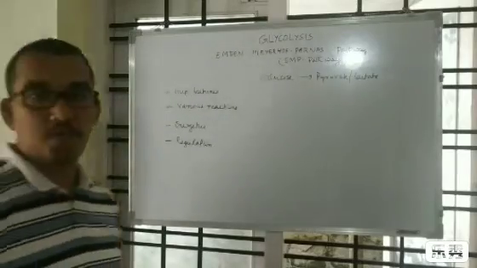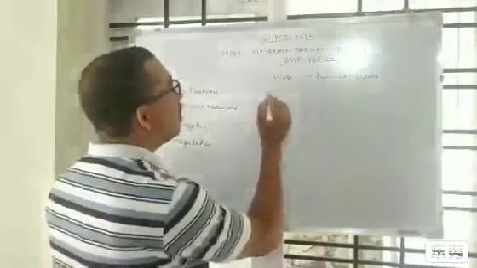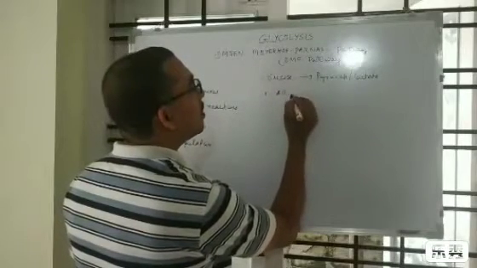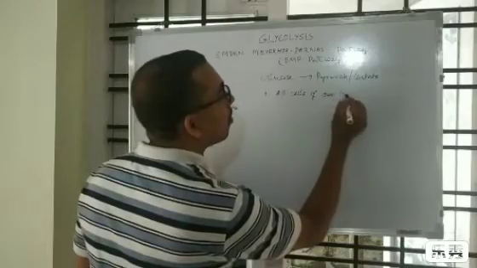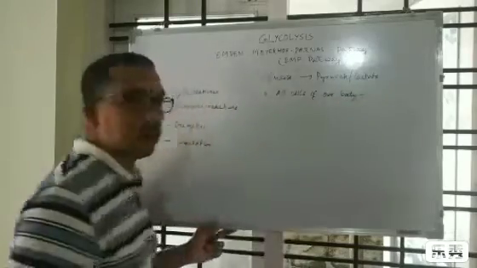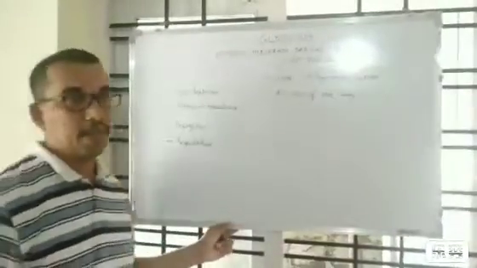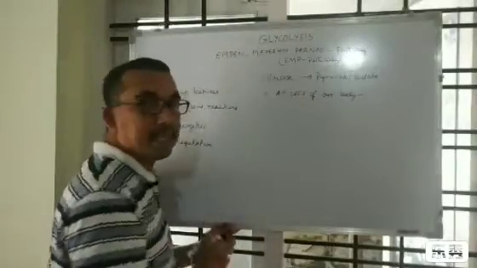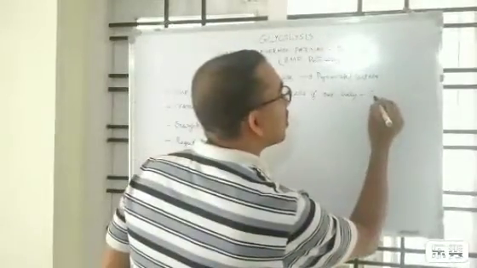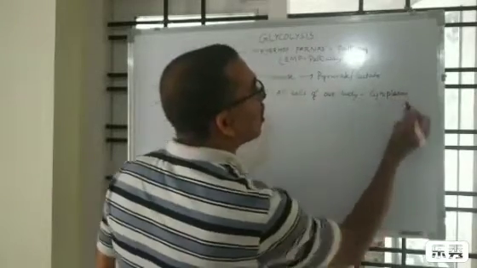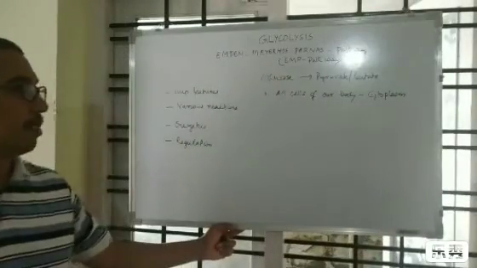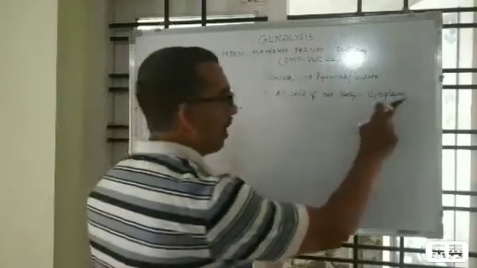Coming to the features of glycolysis, first one is that it occurs in all cells of our body. The glycolytic enzymes are present in the cytoplasm of the cell.